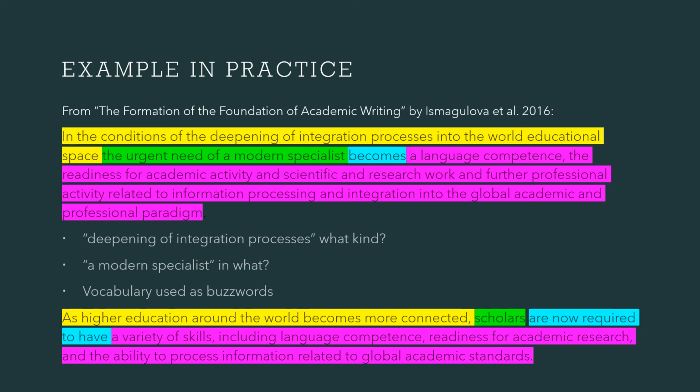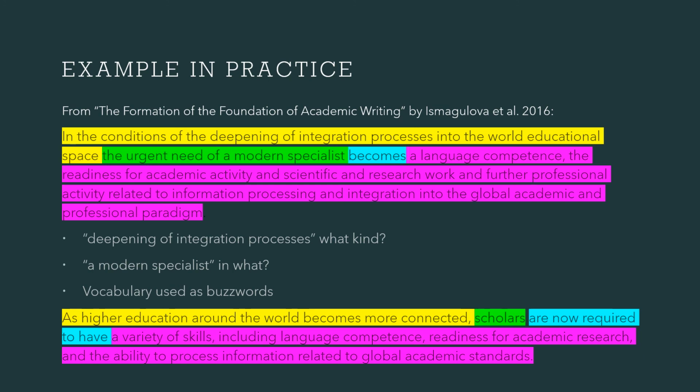And so this has been rephrased as, higher education around the world becomes more connected, scholars are now required to have a variety of skills, including language competence, readiness for academic research, and the ability to process information related to global academic standards, which is slightly more clear, but still has some confusion surrounding it.